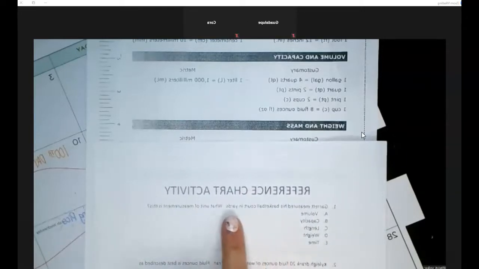Okay, I want to put the question up there so you can see. Garrett measured his basketball court in yards. What unit of measurement is this? Yards. So look at your chart. Would it be volume, capacity, length, weight, or time? Cora?